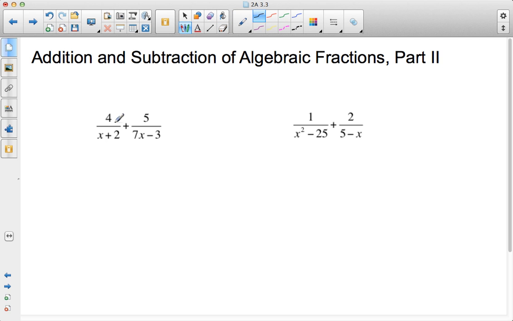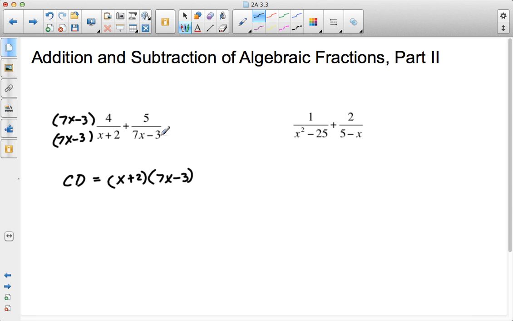So in this case, I have 4 over x plus 2 plus 5 over 7x minus 3. My common denominator is actually going to be x plus 2 times 7x minus 3. So that means that each of these fractions will have to be changed to fit the common denominator. In this first instance, I have 4 over x plus 2. Well, to make a common denominator, I need to multiply that by 7x minus 3, which means I also need to multiply the numerator by 7x minus 3.